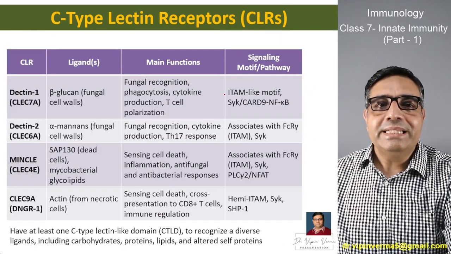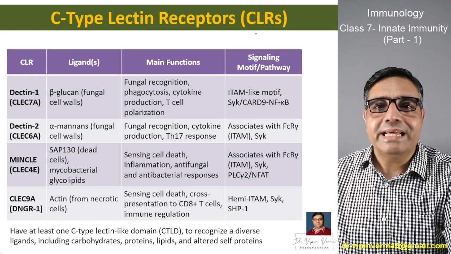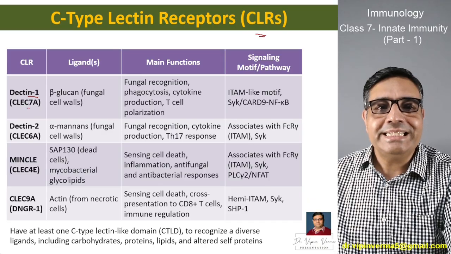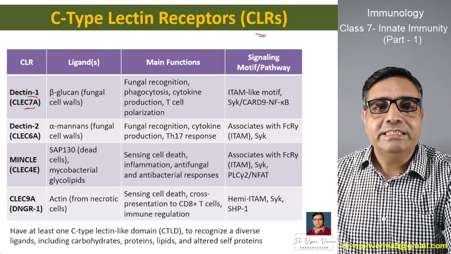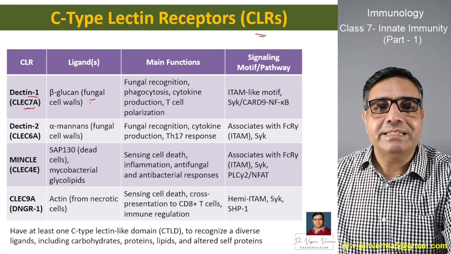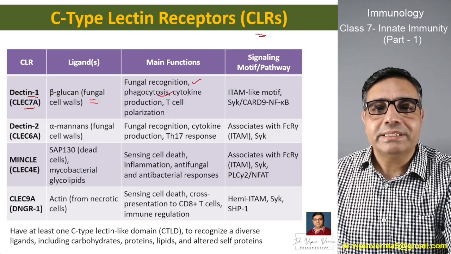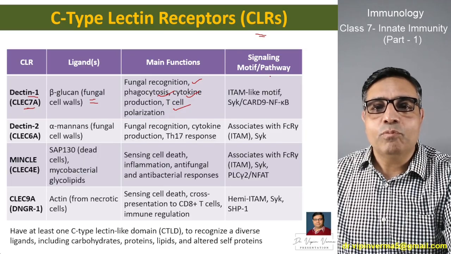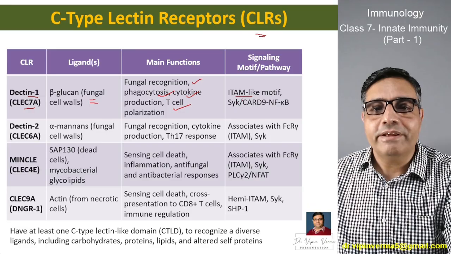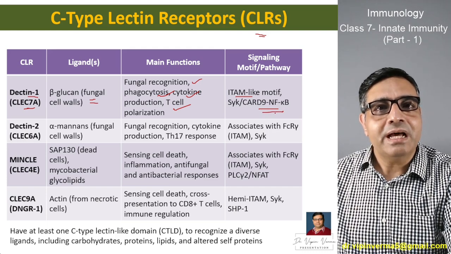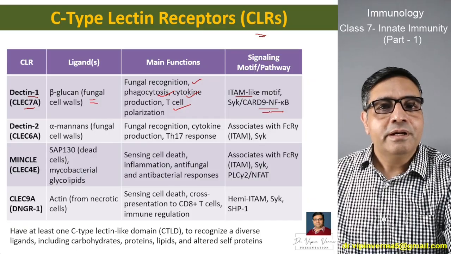Now, the second family is C-type lectin receptors or CLRs, right? Now we have Dectin 1, which we call CLEC7A, and its ligand is beta glucan, which is present in the fungal cell walls. The main function is fungal recognition, phagocytosis, cytokine production, and T cell polarization. The main signaling motif or pathway is the ITAM-like motif and SYK, CARD9, NF-kappa B. So all these things we have already discussed in the cytokine class.